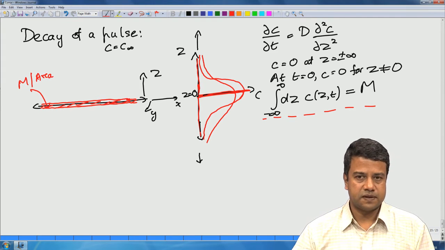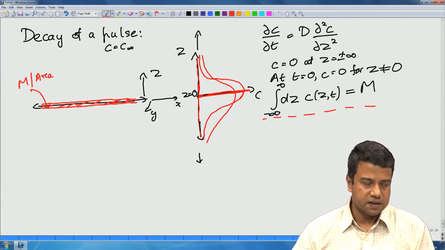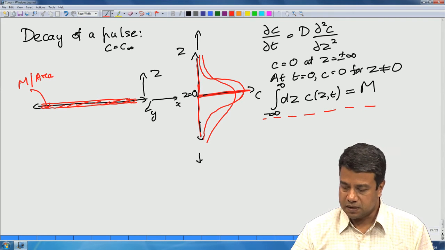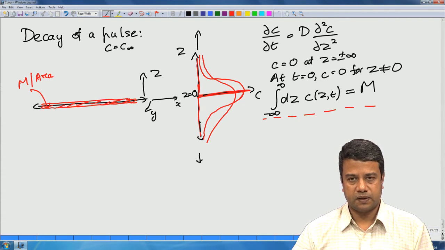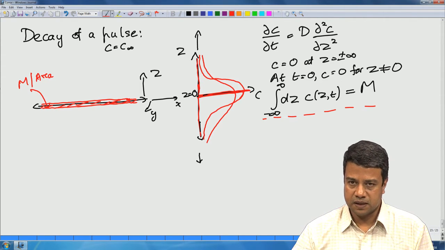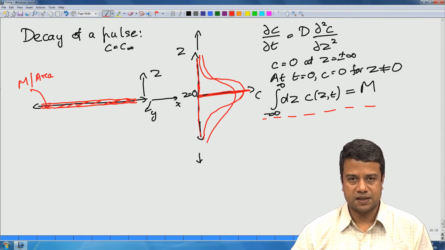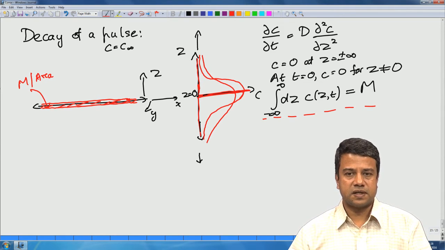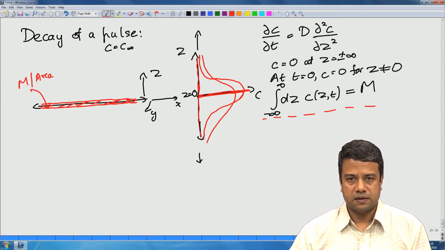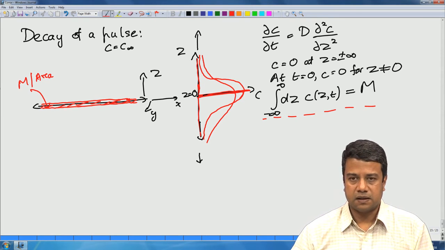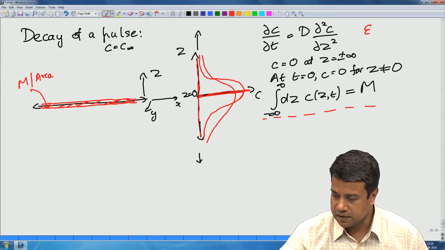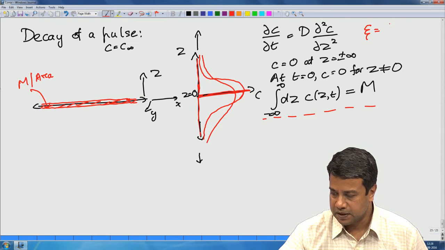Now, how do we solve this problem? Once again, as in the case of the previous similarity solution, there are no length or time scales in the problem. Therefore, I can write the equations in terms of one similarity variable. There is nothing that I can scale z with, because there is no length scale. It is an infinite fluid and the mass is diffusing in there. Similarly, there is no time scale. Therefore, I can define the similarity variable psi as before as z by root Dt.